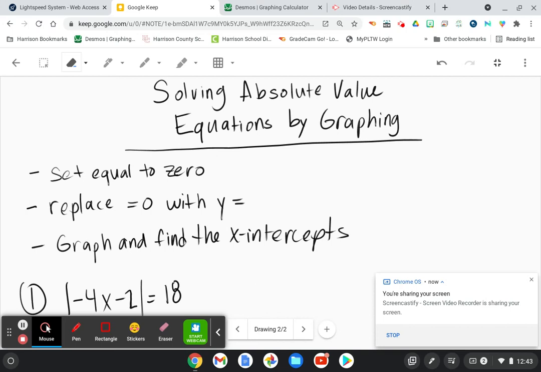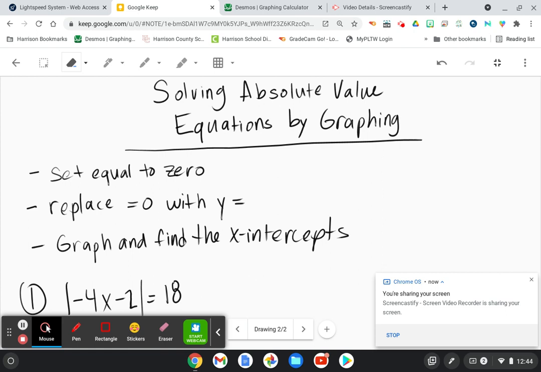Okay, so we're going to be solving absolute value equations by graphing. Now, this isn't necessarily ideal, but if you struggle solving absolute value equations, you can apply a concept that you've learned about quadratic equations and how you can solve them by graphing. So we can apply this.